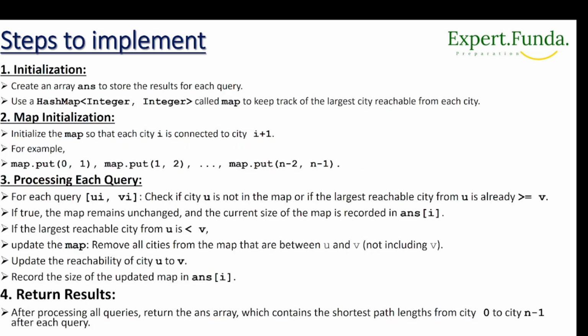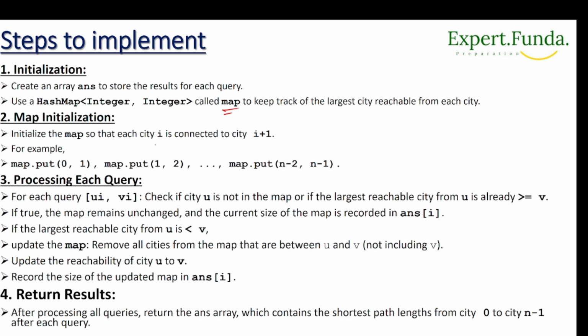In the steps, I have already told you the intuition. Now understand the implementation, how we are going to do it. Before implementing, these are the steps to think about. First of all, we have to initialize. We will create an array answer to store the result. For the hash map, we will take integer and integer, which is nothing but a map, and we'll keep track of the largest city that is reachable from each city, right?